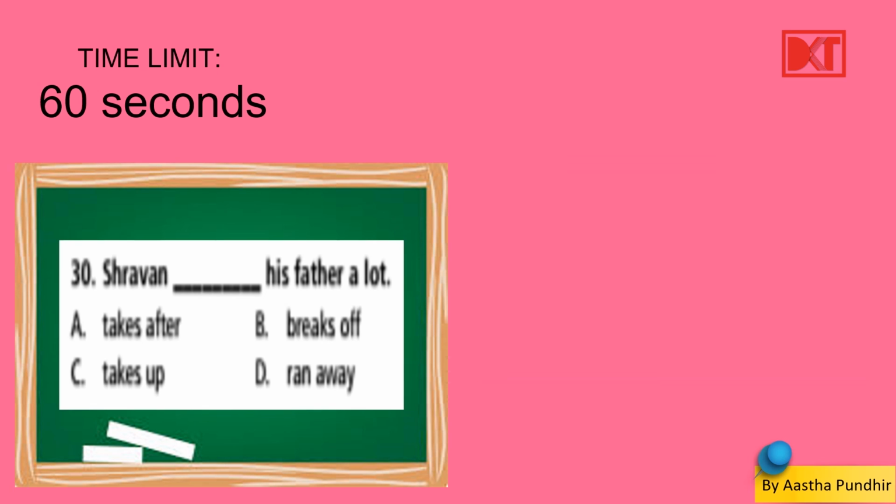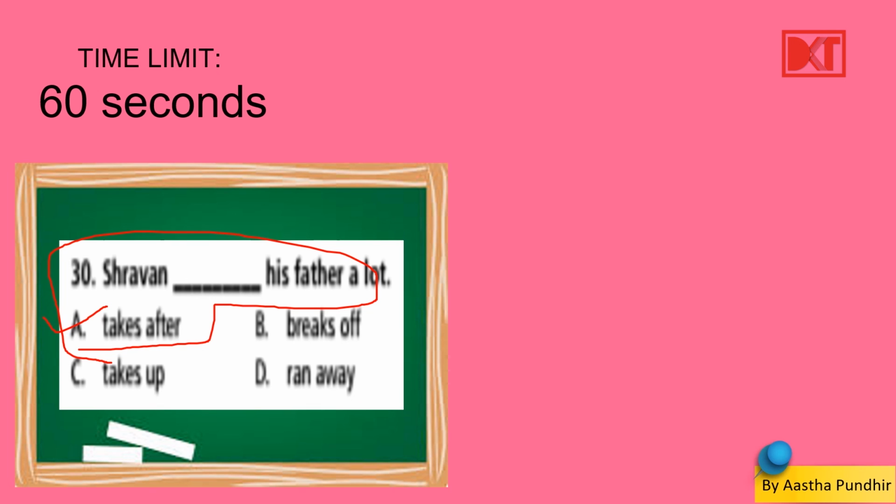Okay, now next: Shravan dashes his father a lot. Takes after, breaks off, takes up, or ran away. Now here the correct answer is A. Shravan takes after his father a lot. This can be used when we are trying to say that Shravan has qualities or resemblance that are similar to his father. So that's why we say that Shravan takes after his father a lot.